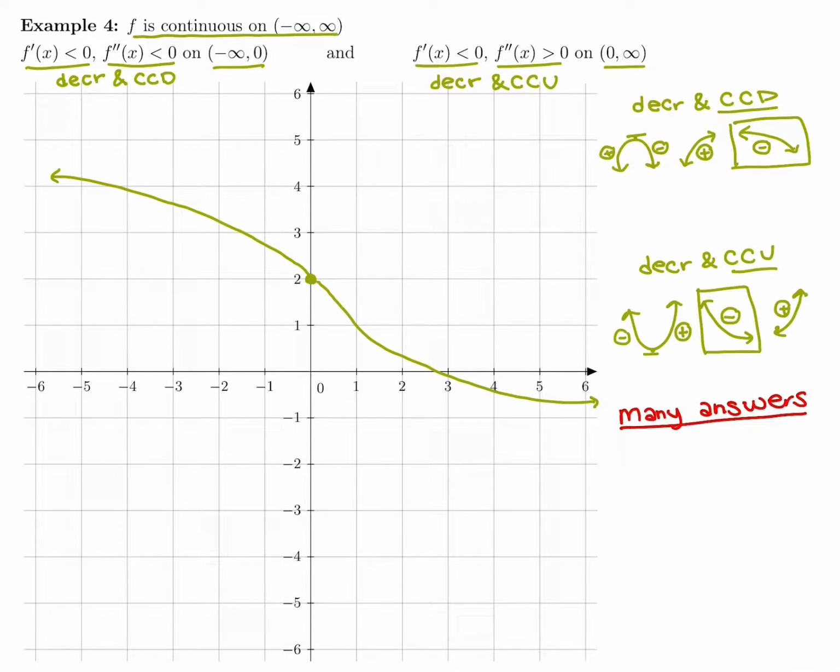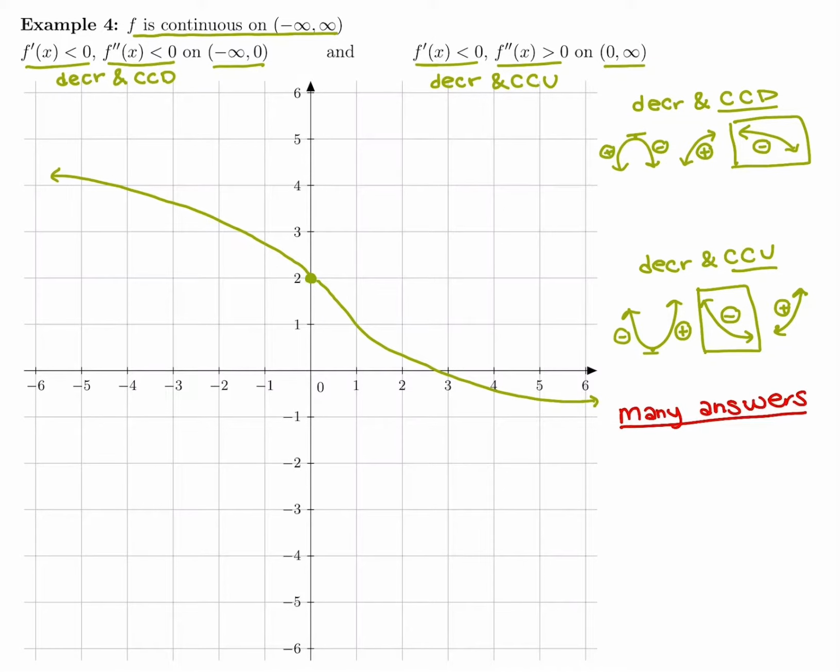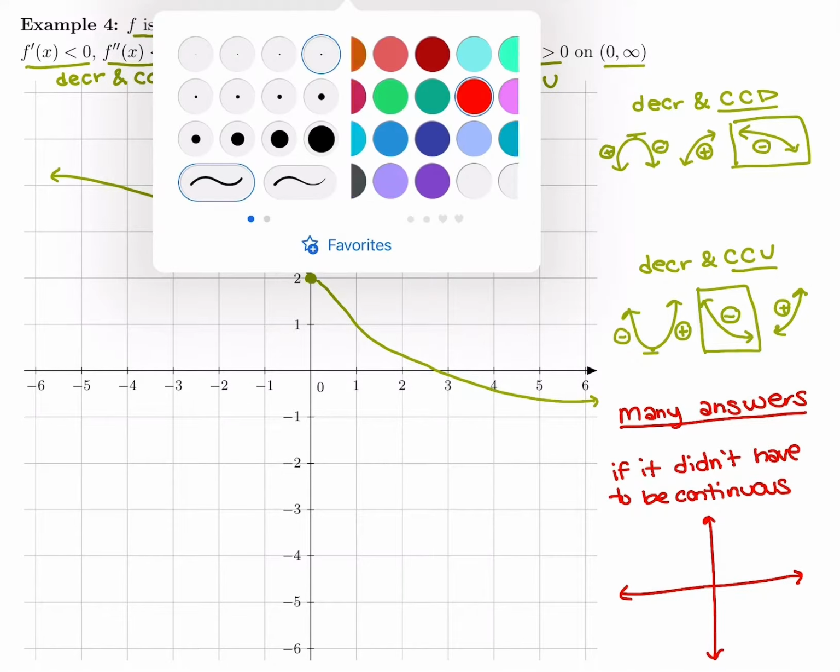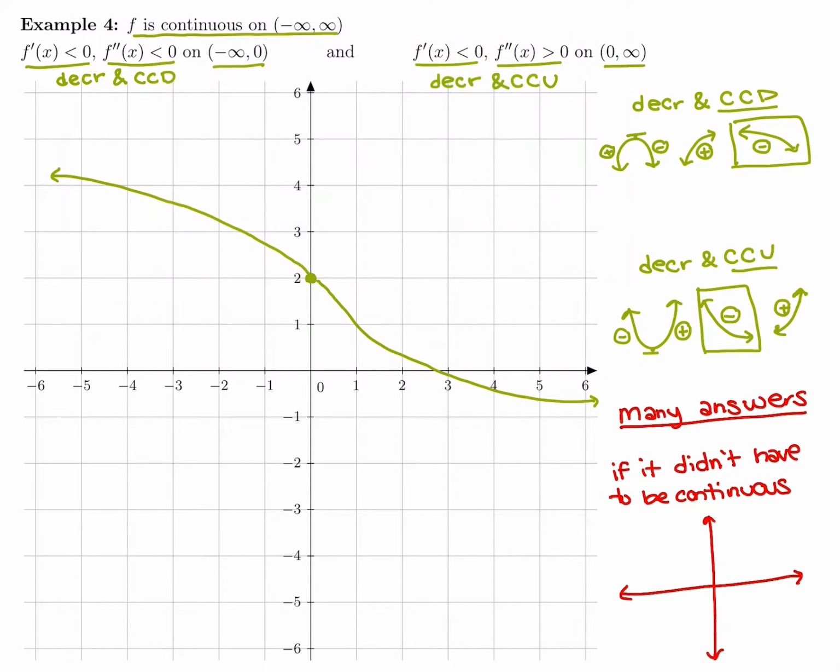Something I do want to note is this would be a lot easier if it didn't have to be continuous. So if it didn't have to be continuous, which you'll see on the practice test, not all of them have to be continuous. So if this didn't have to be continuous, how would I draw it? So I'm going to give myself a little graph. And if it didn't have to be continuous, let's say it still had to be these same things.